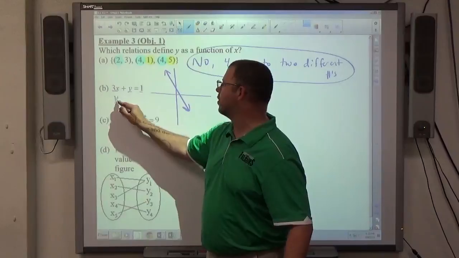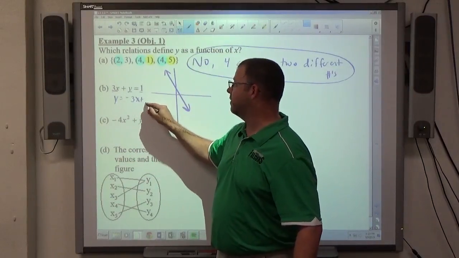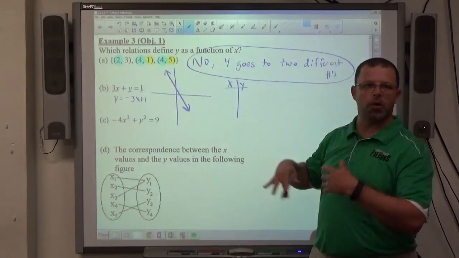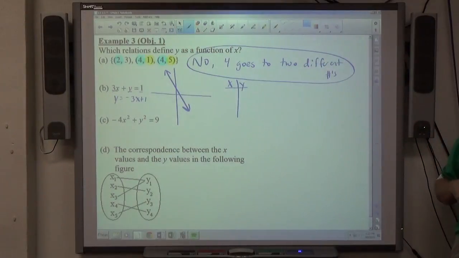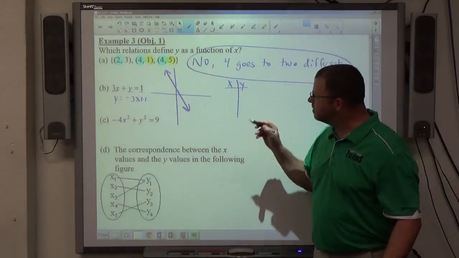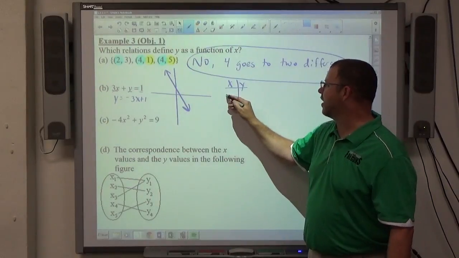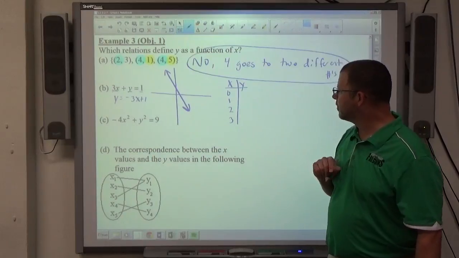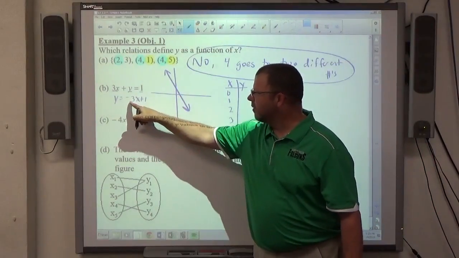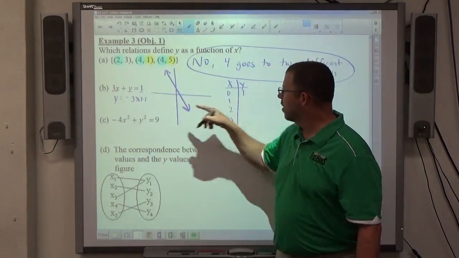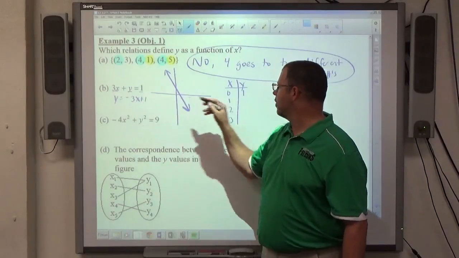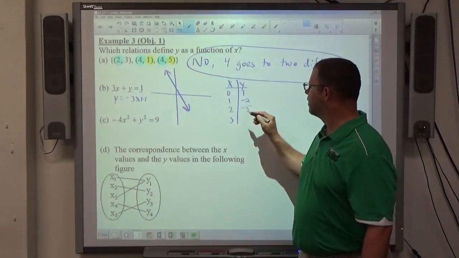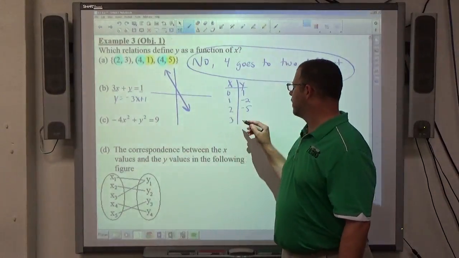This would be y equals negative 3x plus 1, right? If I made a set of ordered pairs here, x, y, you don't have to do a set of ordered pairs, you just have to get to the point where you're convinced that it is or isn't. If I pick some x's, let's say 0, 1, 2, 3. 0 times negative 3 plus 1 is 1. 1 times negative 3 plus 1 is negative 2. 2 times negative 3 plus 1 is negative 5. 3 times negative 3 plus 1 is negative 8.